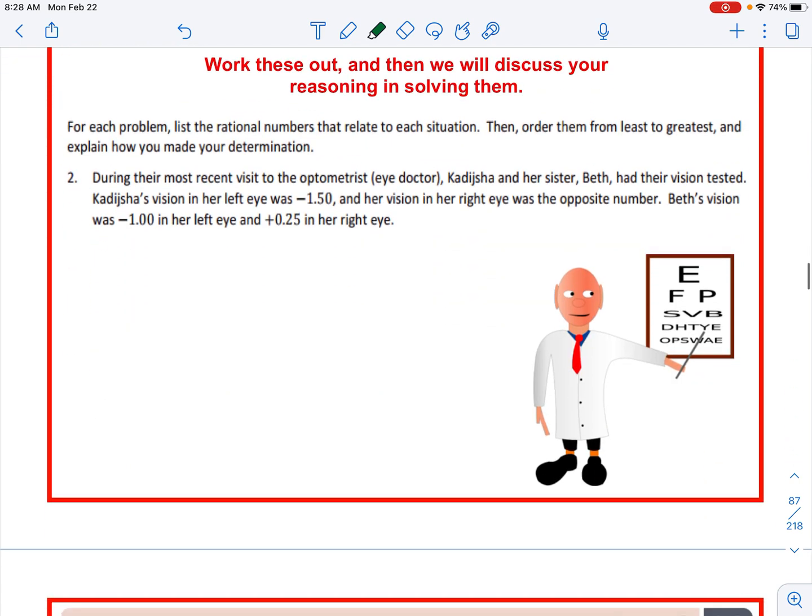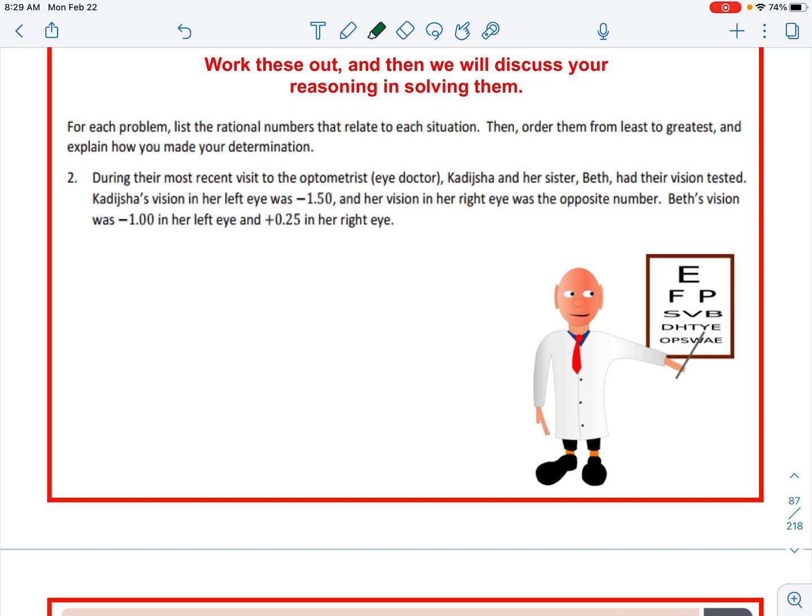All right, number 2 says, during the most recent visit to the optometrist, which is an eye doctor, Kadisha and her sister Beth had their vision tested. Kadisha's vision in her left eye was -1.50, and her vision in her right eye was the opposite number. Beth's vision was -1 in her left eye and +0.25 in her right eye.